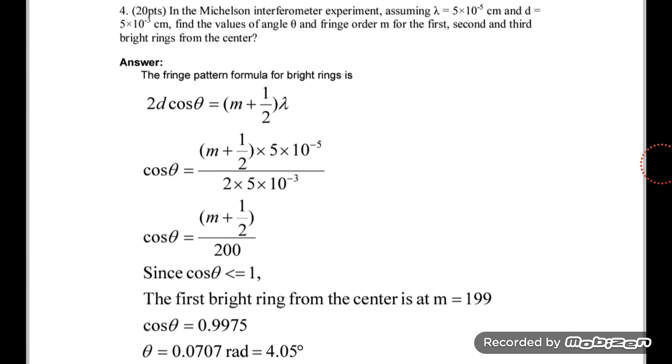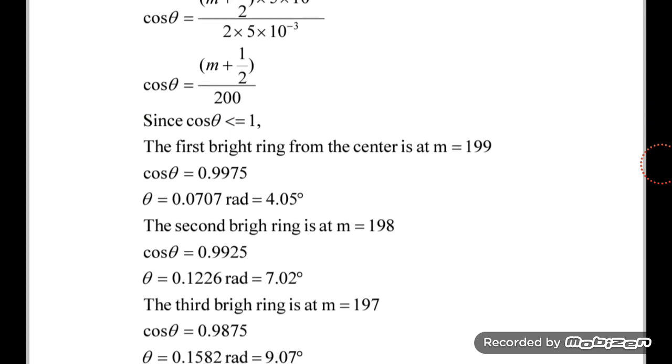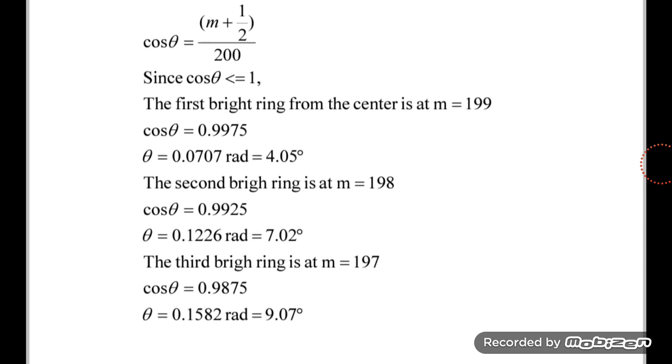Cos theta is approximately 0.9975, or we can say that theta is equal to 0.0707 radian or 4.05 degree. The second bright ring is at m equal to 198, cos theta equal to 0.9925, or theta equal to 7.02 degree, and for the third bright ring, similarly we can calculate, theta is equal to 9.07 degree.